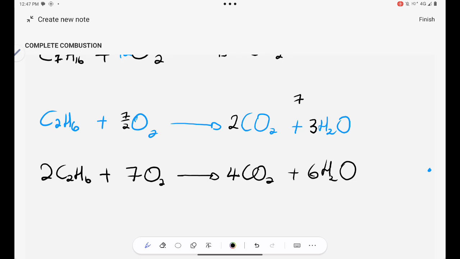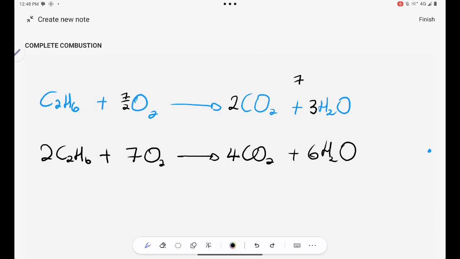Now let's check. On the left hand side I have 4 carbons, on the right hand side I have 4 carbons. Left hand side, that's 12 hydrogens, right hand side 12 hydrogens. Left hand side, that's 14 oxygens. Same applies. I have 8, which is 4 times 2, right? Plus 6. 8 plus 6 will give me 14. So now everything is balanced. Everything is balanced now, né?